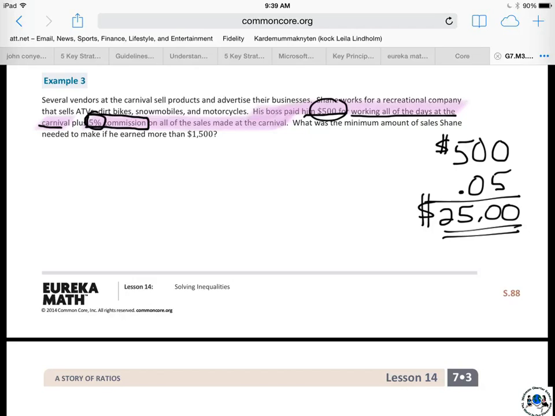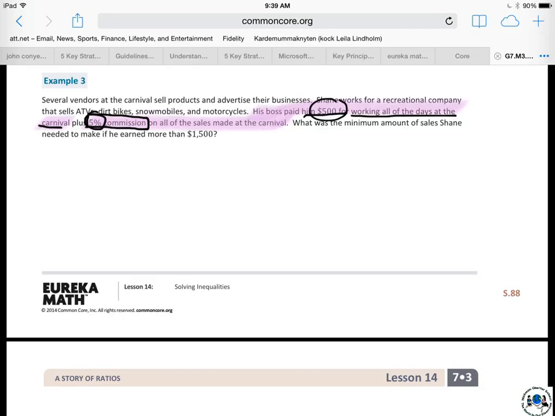And there are many people who work on this commission idea. People that sell cars, people that sell pretty much anything will make a commission. They usually get paid very little in salary, but the bulk of their income comes in what we call commission. So that's what commission means, and that's what that whole idea of 5% is over there.